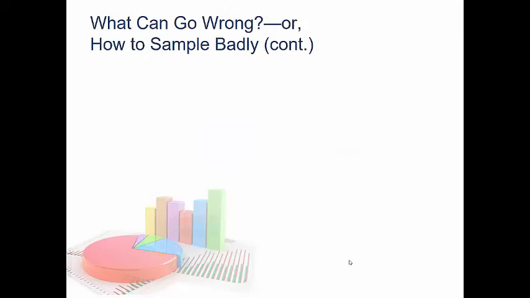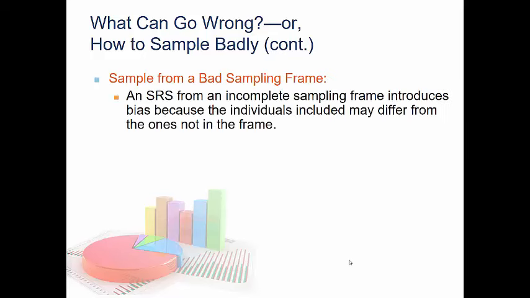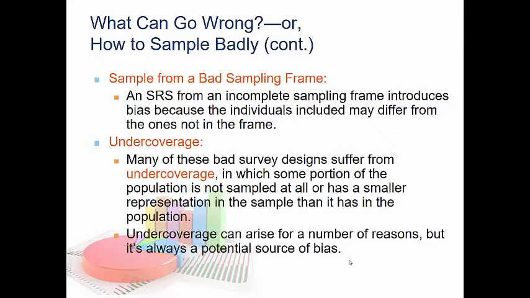Okay, so one more thing that can go wrong, and I've covered most of these. They're in your book, but I talked about biases, response bias, and non-response bias at the beginning of the lesson. Another way is sampling from a bad sampling frame. If we do a simple random sample from an incomplete sampling frame, then we've left people out, so we're dealing with undercoverage. A lot of bad survey designs suffer from that. If I only call people who have phones at home, I'm going to be leaving out a lot of cell phones. So that's always a potential source of bias.